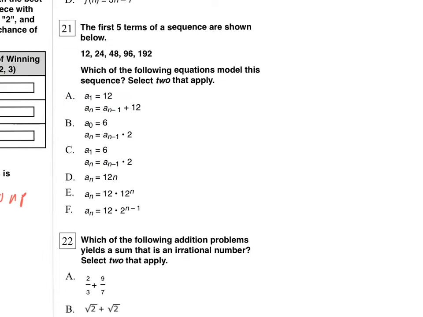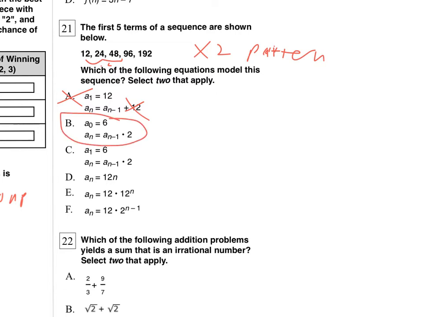All right, this one gives us a sequence here, and then wants us to pick 2 that model the sequence. So I noticed the pattern here is a times 2 pattern. And so when I'm doing my recursive formula, I don't want a plus 12 pattern. That does work from 12 to 24, but not to 48. Now, B is correct because that has that times 2 pattern.